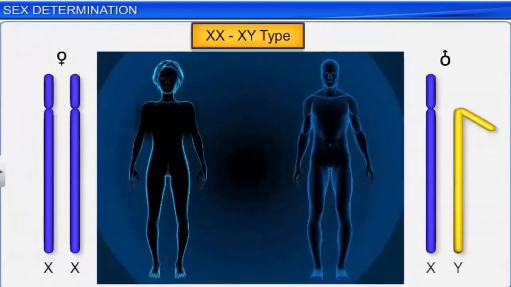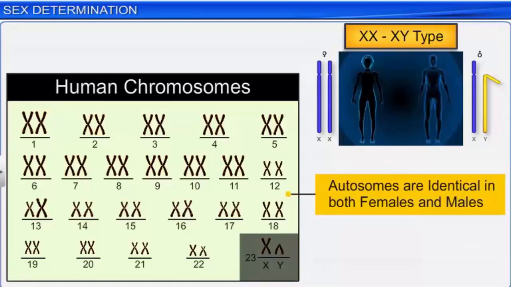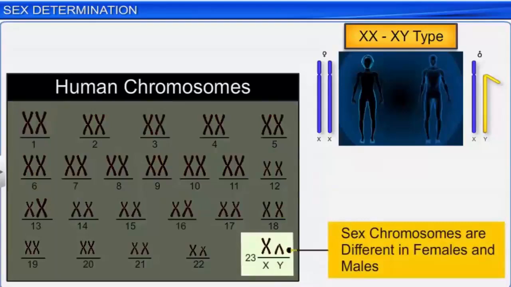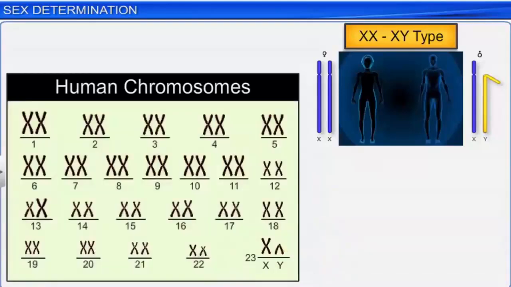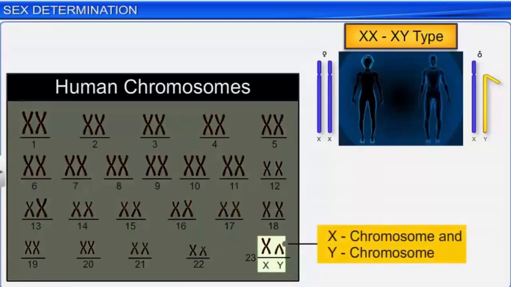In human beings and several other mammals and insects, the sex determination system is of the XX-XY type. Human beings have 23 pairs of chromosomes. Of these, the 22 autosomes are identical in both females and males, while the sex chromosomes are different. The sex chromosomes in females are a pair of X chromosomes, while those in males are an X chromosome and a Y chromosome.